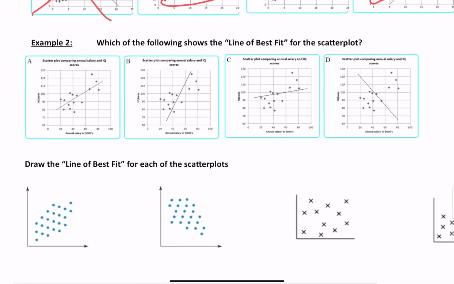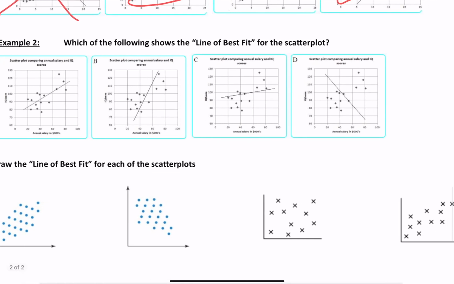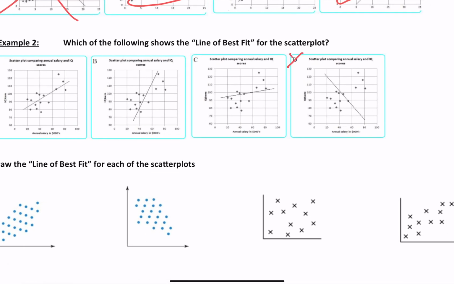Looking at 2, let's start with D. Well, D doesn't look like it follows the correlation at all, because our correlation looks like it's going up. Letter C here doesn't pass through a whole heck of a lot of points. It only passes through one point. It does look like it almost has an even amount, but it's got to pass through as many points as possible. So C is a no-go.